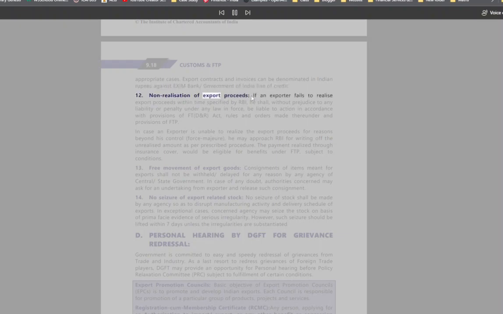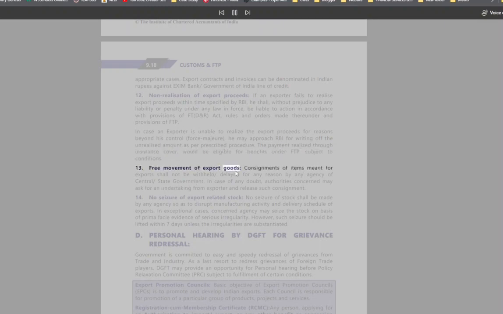12. Non-realization of export proceeds. If an exporter fails to realize export proceeds within time specified by RBI, he shall, without prejudice to any liability or penalty under any law in force, be liable to action in accordance with provisions of FT(DNR) Act, rules and orders made thereunder and provisions of FTP. In case an exporter is unable to realize the export proceeds for reasons beyond his control, force majeure, he may approach RBI for writing off the unrealized amount as per prescribed procedure. The payment realized through insurance cover would be eligible for benefits under FTP, subject to conditions.